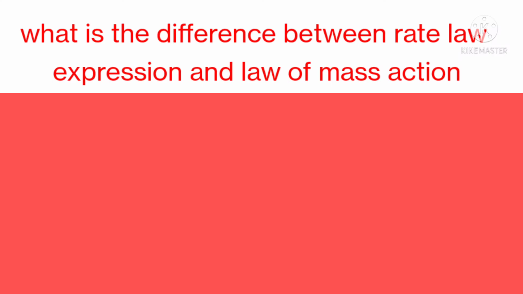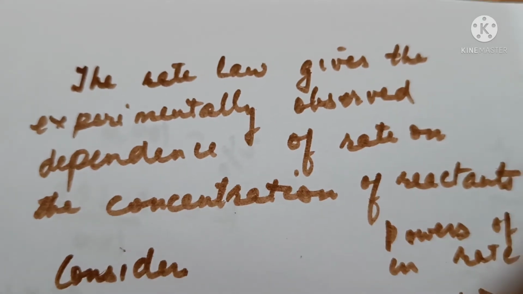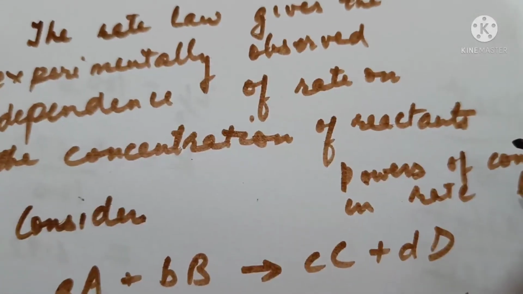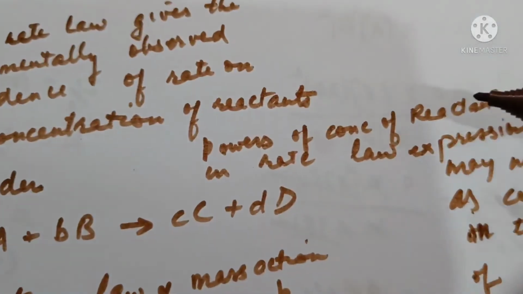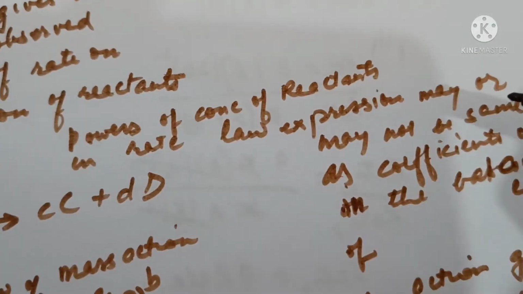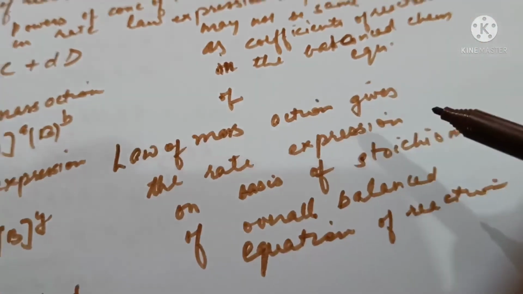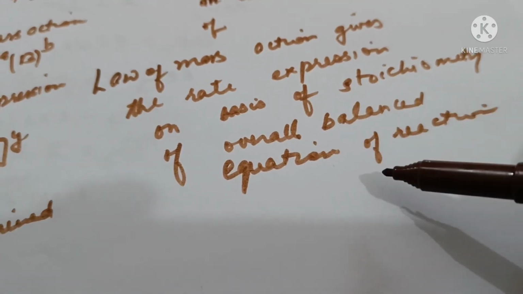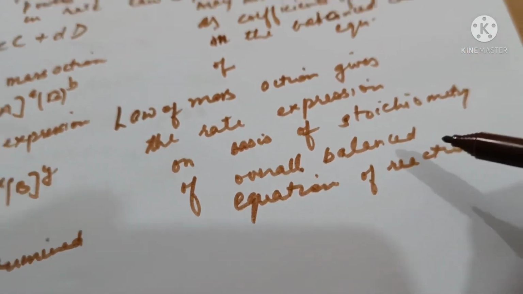What is the difference between rate law expression and law of mass action? The rate law gives the experimentally observed dependence of rate on the concentration of reactants, and the powers of concentration of reactants in the rate law expression may or may not be the same as the coefficients of the balanced chemical equation. Law of mass action gives the rate expression on the basis of stoichiometry of the overall balanced equation of a reaction.